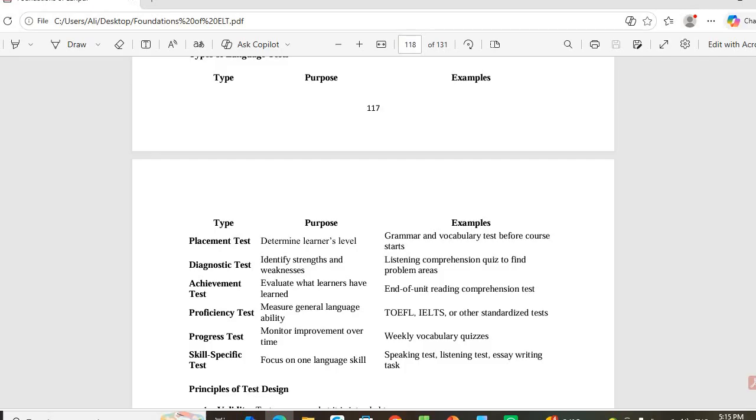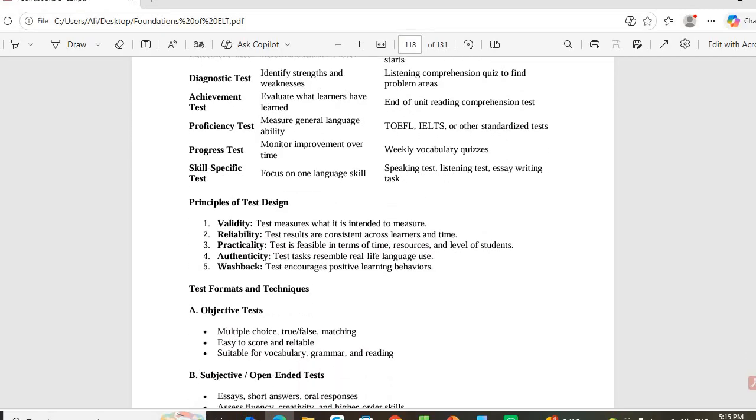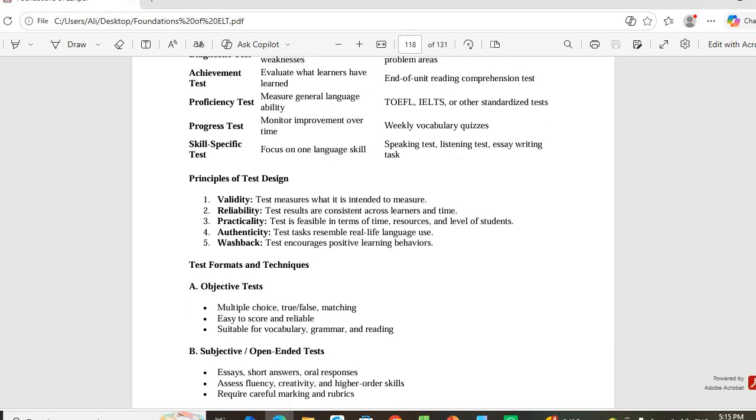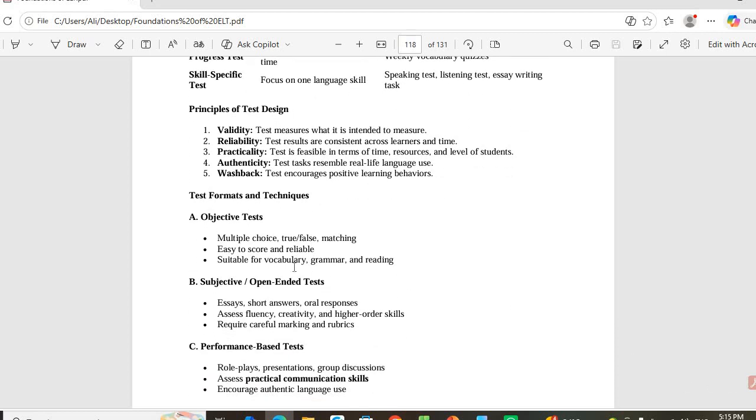What are the principles of test design? To design a test, the same things: it should be practical, valid, reliable, authentic, and have washback, which means the test encourages positive learning behavior. Test formats and techniques: how to design a test. Objective test: multiple choice, true/false, matching, easy to score and reliable, suitable for vocabulary, grammar, and reading.